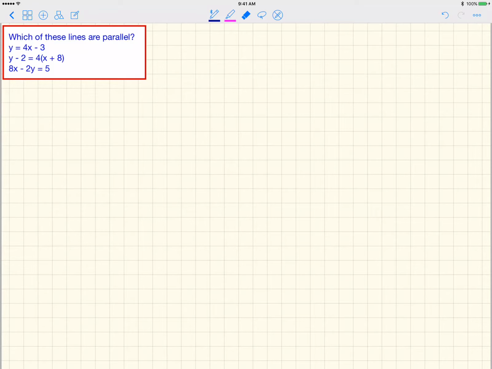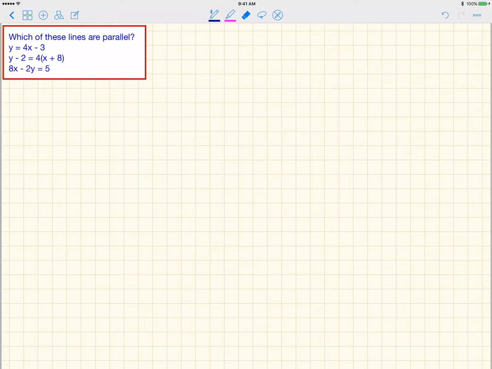All right, so we have a quick follow-up here to our parallel lines discussion from before. What I want you guys to do is take a look at this problem. Which of these lines are parallel? Take a look at these problems, pause the video, and see if you can figure out whether any of these lines are parallel.